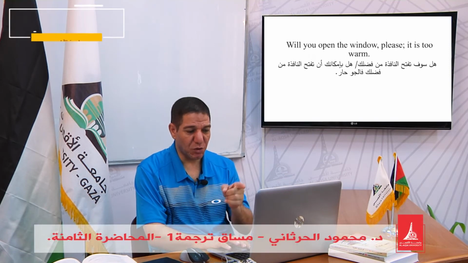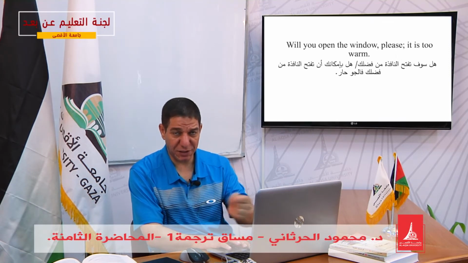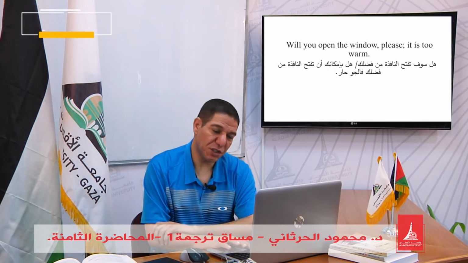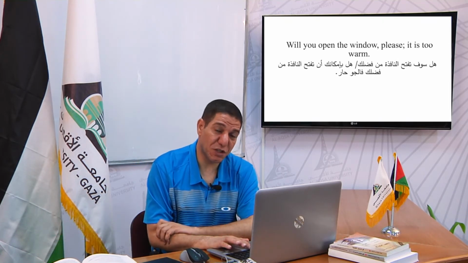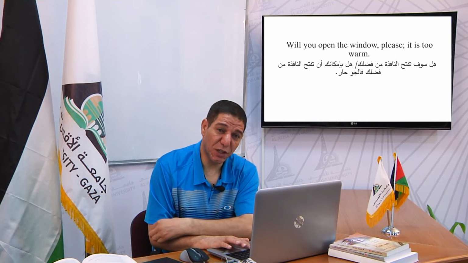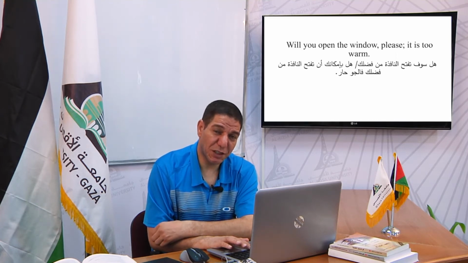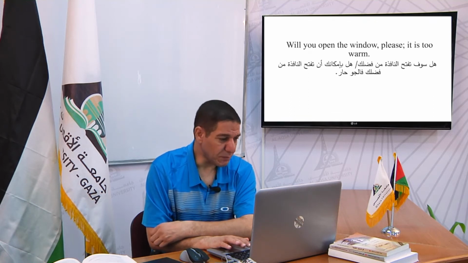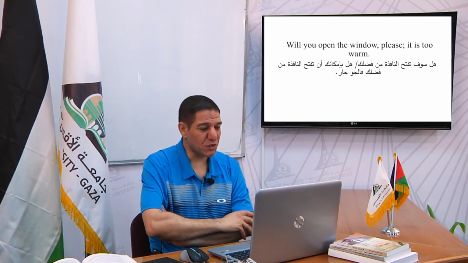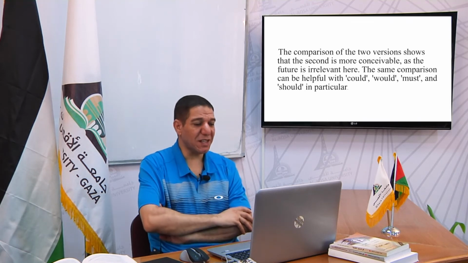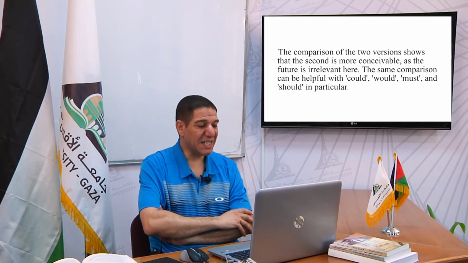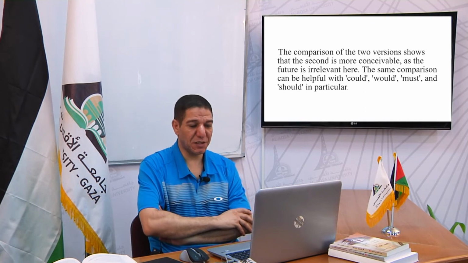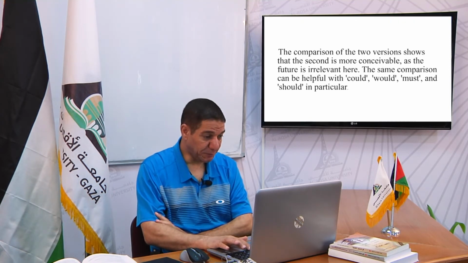Look at how the semicolon is translated into the fa in Arabic. We'll come to this in translation 2 as well, where a punctuation is translated into a letter or a preposition in Arabic, like words. The comparison of the two versions shows that the second is more conceivable, as the future is irrelevant here. The same comparison can be helpful with could, would, must, and should in particular, okay?